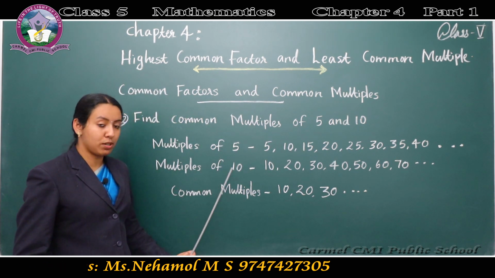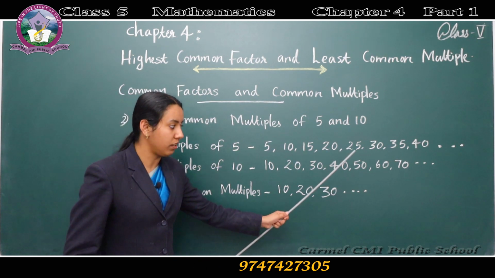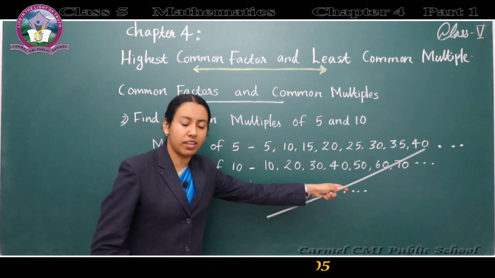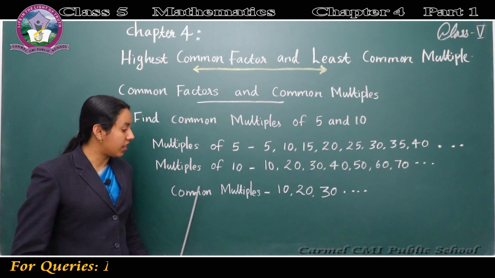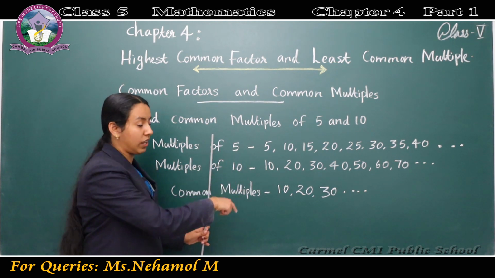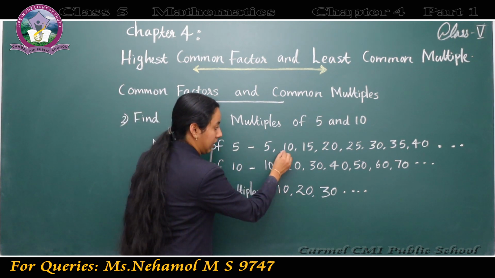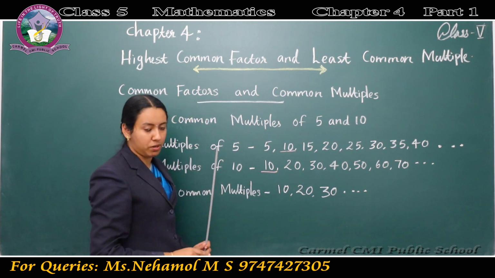Then what about multiples of 10? 10, 20, 30, 40, 50, 60, 70, etc. are the multiples of 10. Which are the common multiples? That means common in both cases. 10 is here, 10 is here. So, 10 is a common multiple.